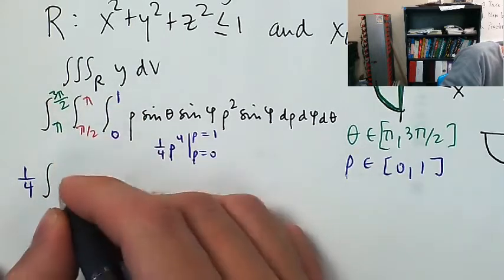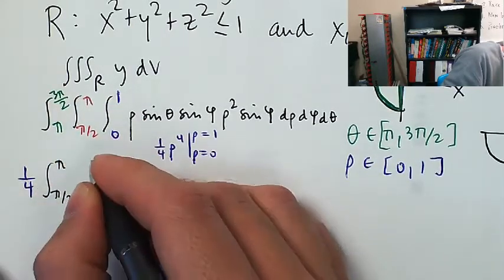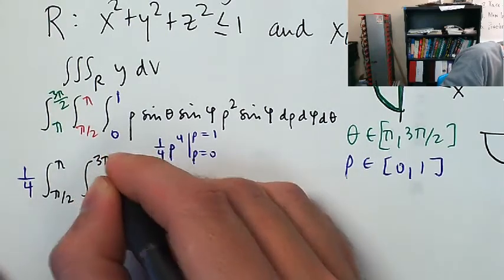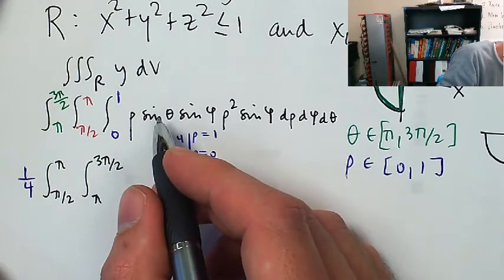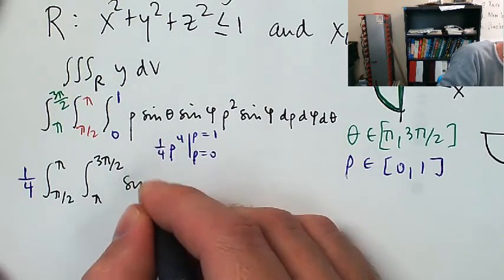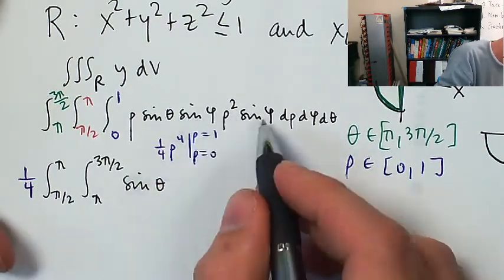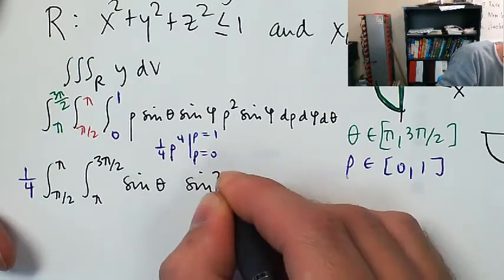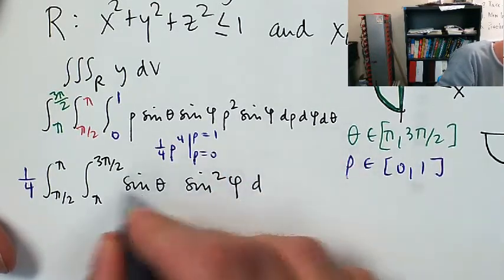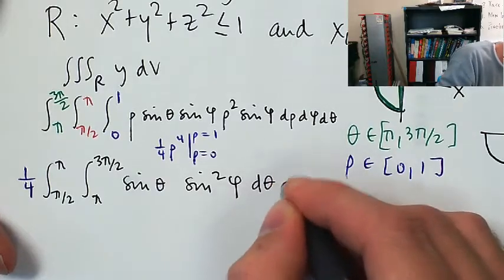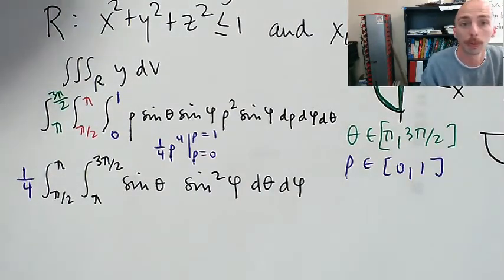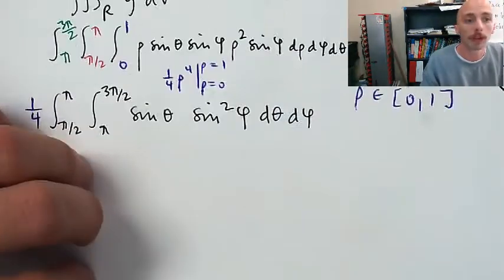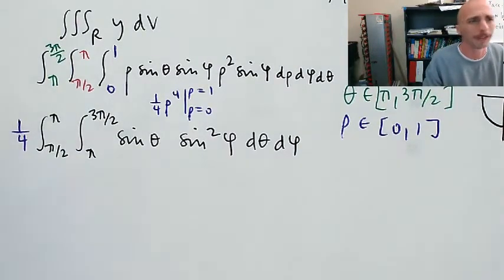Now I have the integral from pi over 2 to pi, and the integral from pi to 3 pi over 2. I've got a sine theta, just a sine theta, and 2 powers of sine of phi. I'm going to start with theta and then do phi, so that I can do that last one with a calculator and don't have to anti-differentiate sine squared phi with respect to phi. That's not an antiderivative you learned in my class last year. I might have shown you how to do it at some point this year, but it's not something you have to know.